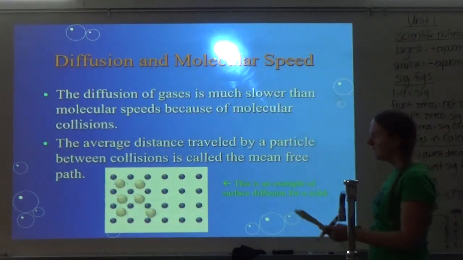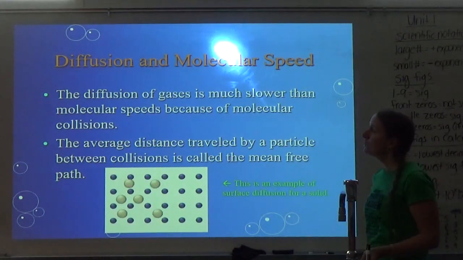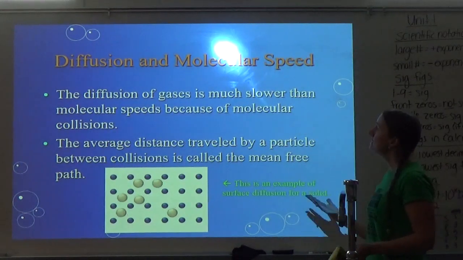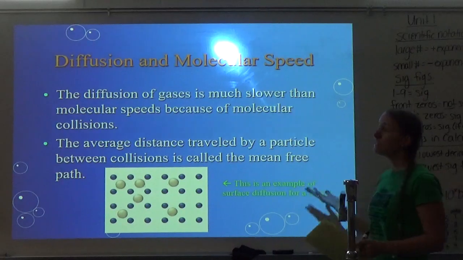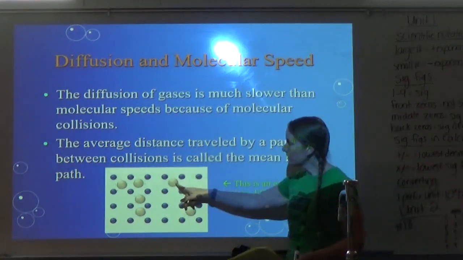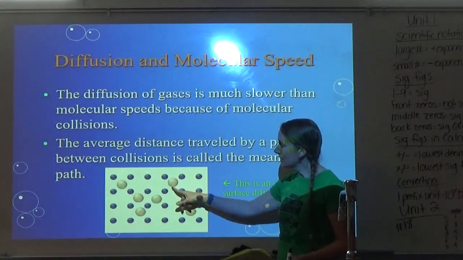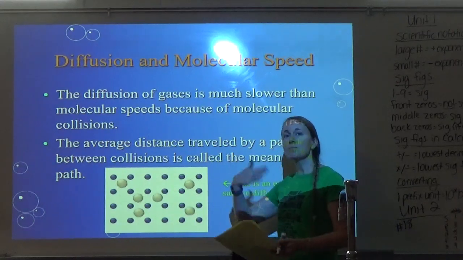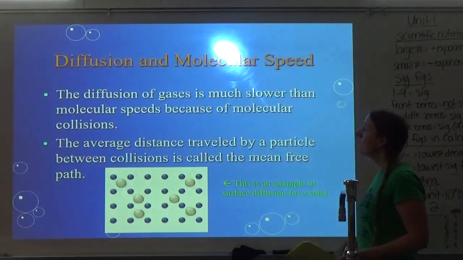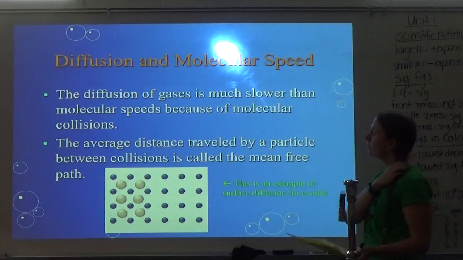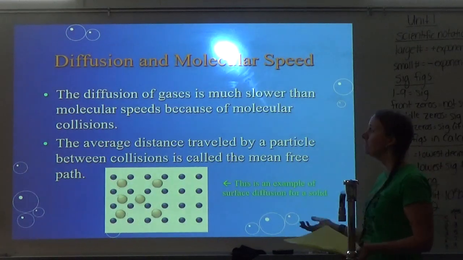All right, so let's talk about diffusion and molecular speed. The diffusion of gases is much slower than molecular speeds because of collisions. If you look right here, these are moving very quickly, but notice it gets kind of stuck because it's bumping into other things constantly. The average distance traveled by a particle between collisions is called the mean free path.